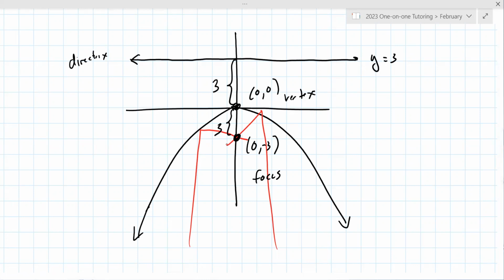Any questions on that? Okay, so you said 9 was next. 9 is a good one because it's very similar to what we just did. It's all about identifying the 3 parameters: h, k, and p.